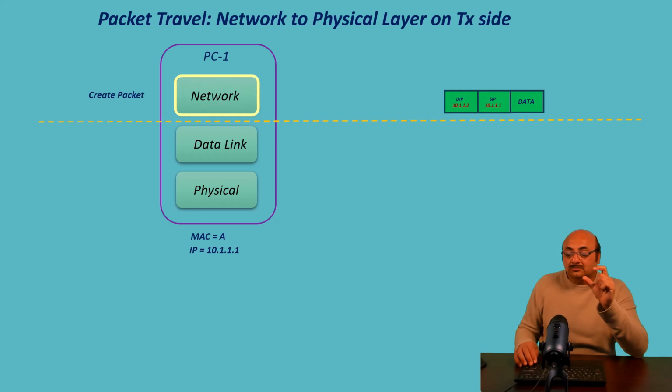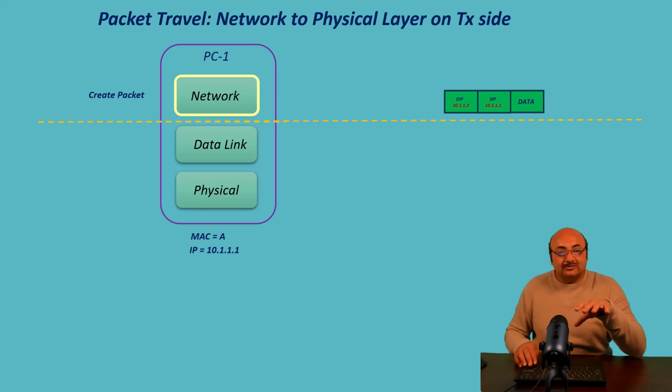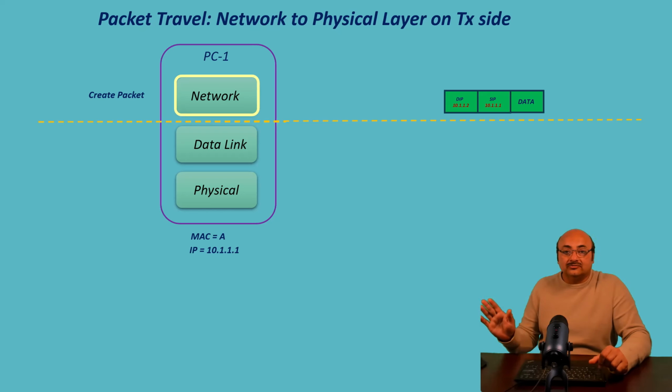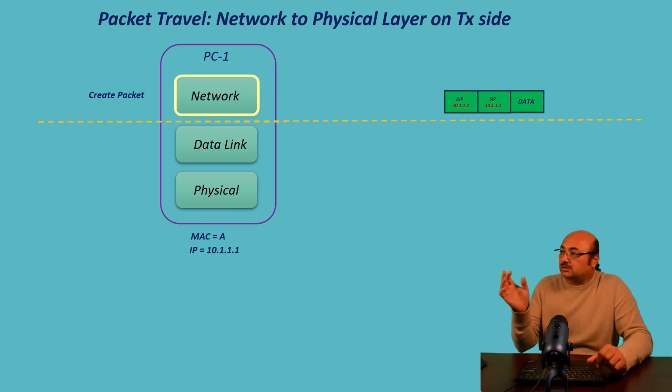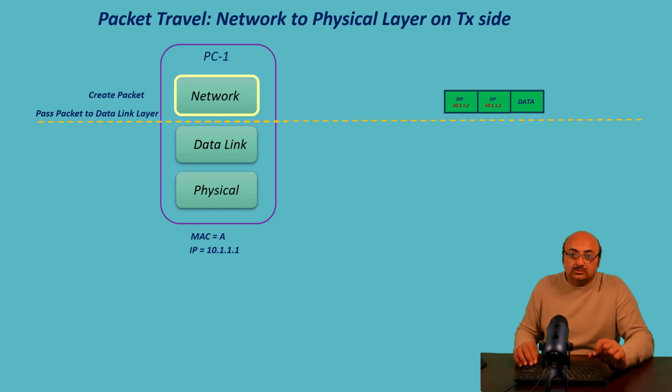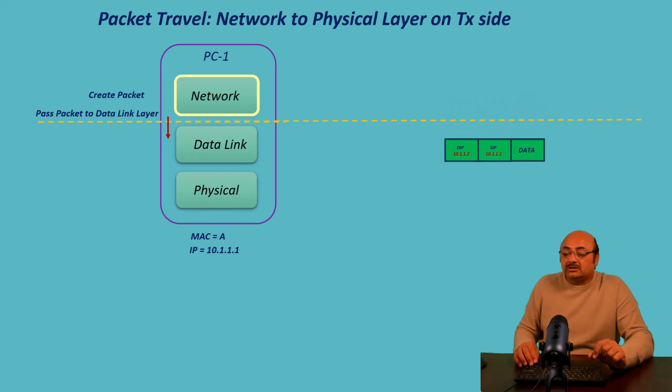and to keep it simple, I am just referring to packet as DIP, SIP and data, not adding other irrelevant fields as of now. I am saying irrelevant because they are irrelevant as of now. For understanding the concept, these three fields are sufficient. So once this packet is created, it is passed down to the lower layer. The data link layer receives the packet.